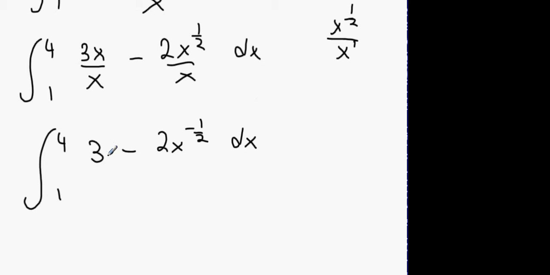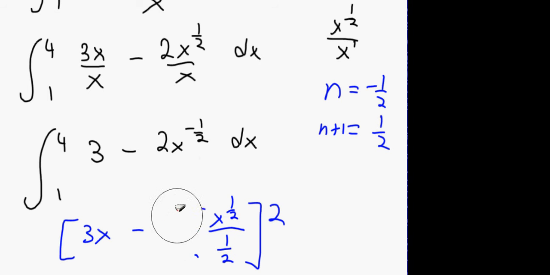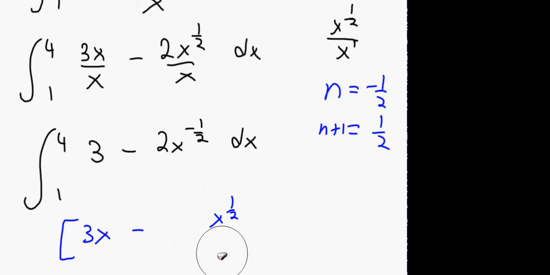And this one here, what differentiates into 3? 3x. And this one you'll probably have to use your n values. n equals minus a half, n plus 1 therefore a half. So it's going to be minus 2 times, brackets, x to the power of a half divided by a half. Now what happens with this divided by a half on the bottom? It goes to the top, turns upside down, turns into a 2. 2 multiplied by 2? 4. So it's going to be minus 4x to the power of a half.